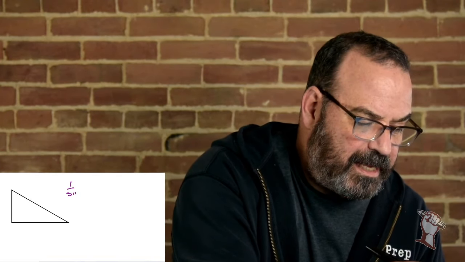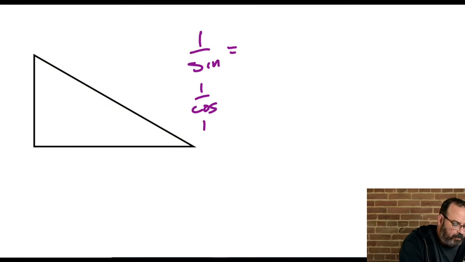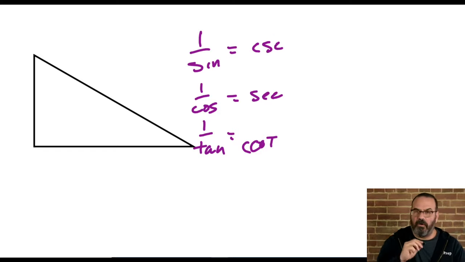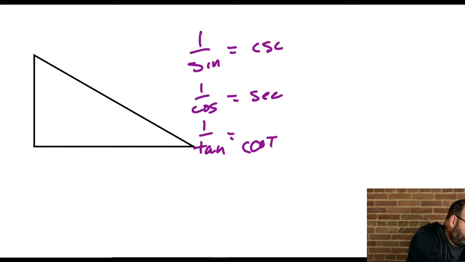There are other aspects of right triangle trigonometry, and here's a little preview of next week: there's 1 over sine, 1 over cosine, and 1 over tangent. So this is the cotangent, this is the secant, and this is the cosecant. We'll go over all of that on Monday on Advanced Soh Cah Toa.